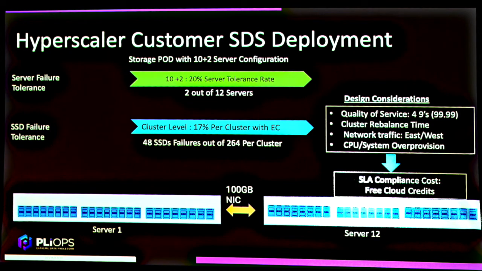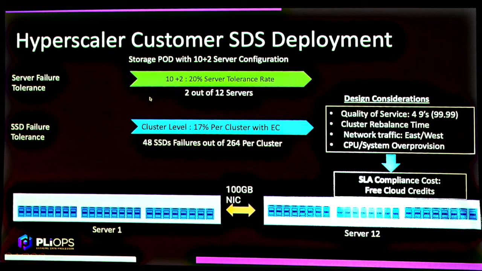What they were trying to do, from an innovation and re-engineering perspective, was to tap into high-density capacity SSDs at a lower cost, which is QLC SSD. Right now, this is the current deployment, where they had a 10+2 configuration using the cluster.